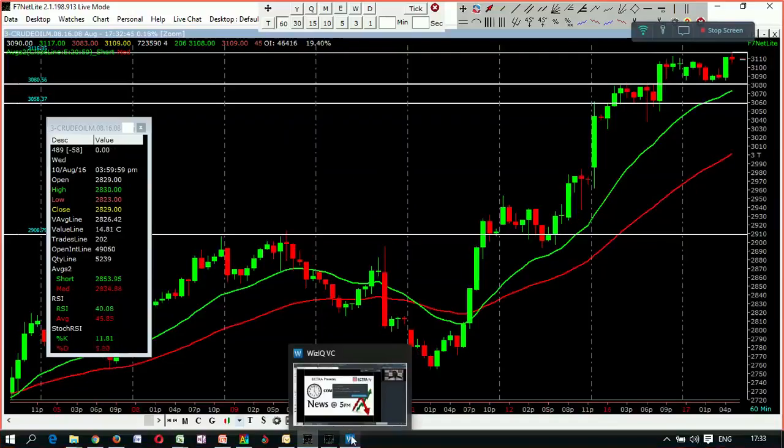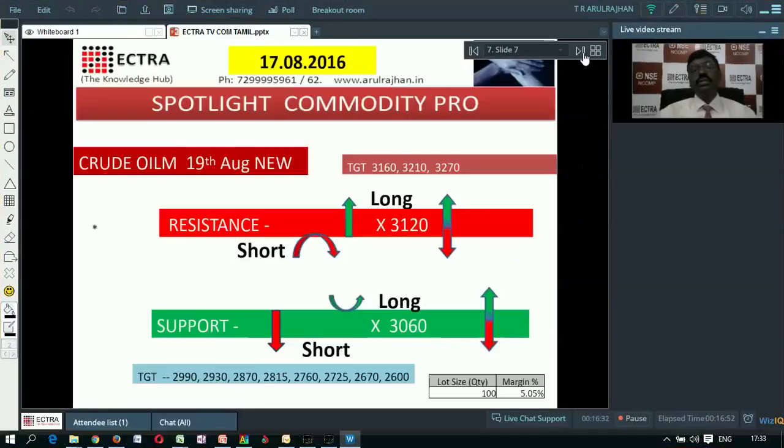I also suggest people some guidelines. I'll just show you crude. These are the guidelines I gave in the morning. The resistance level is 3120, the support level is 3060. The moment it crosses 3120, you can take a long, keeping the stop loss at 3060. If it breaks 3060 on the lower side, we can go short, keeping 3120 as our stop level. This is how we should trade crude for the day, 17/8/2016.